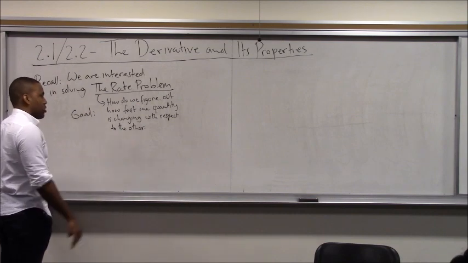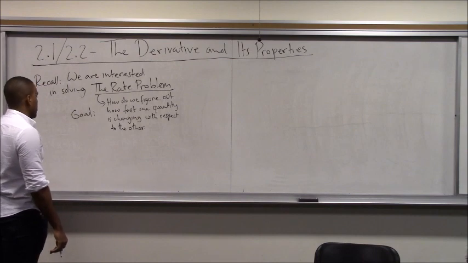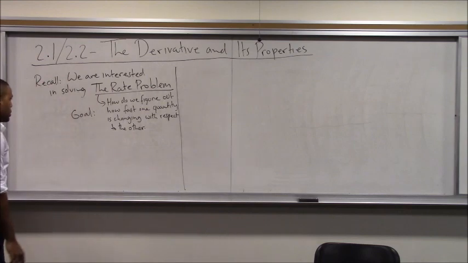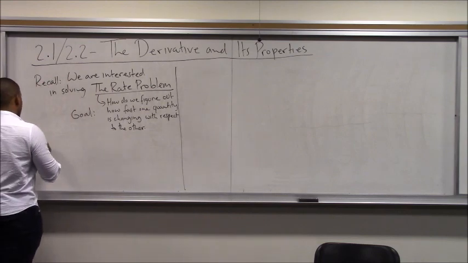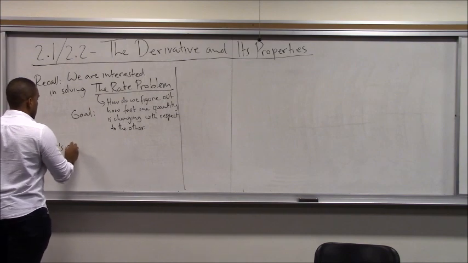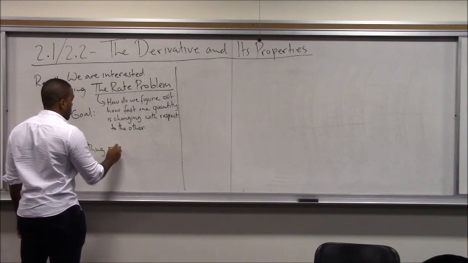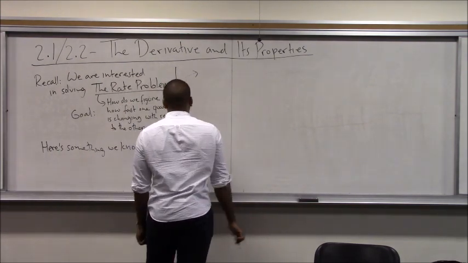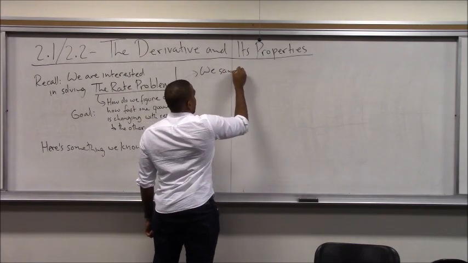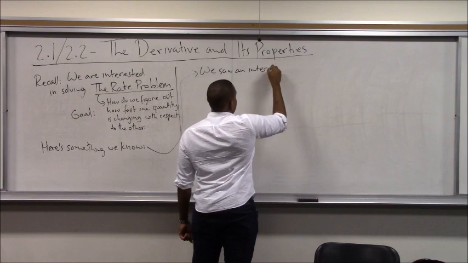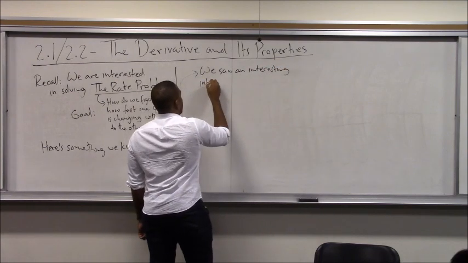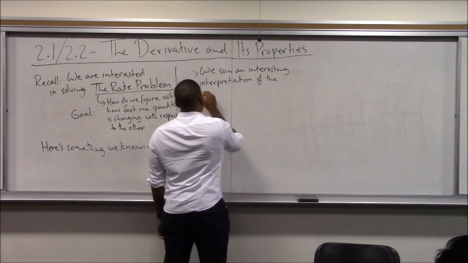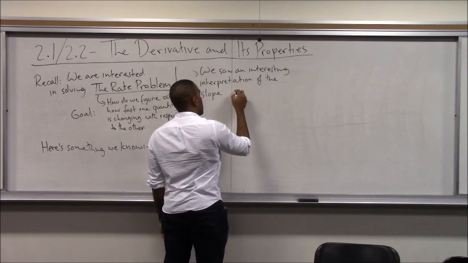But it's a very broad and general problem. You probably don't know where to start. So, as always, math people start with the simple things that they know how to figure out, and then they try to build up to a complicated thing. So here's something we know. This is also a bit of a throwback. We saw an interesting interpretation of the slope of a line when we were doing that section on the equation of lines.